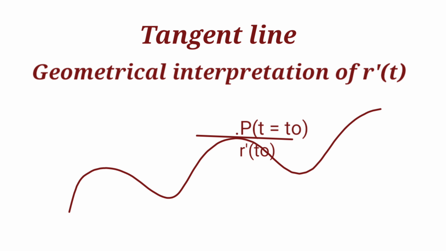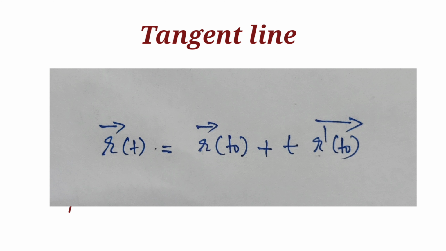Next, let me say what is a tangent line. In the figure, vector r'(t0) is called the tangent at P when t = t0. Tangent line: we call the line through P that is parallel to the tangent at P the tangent line. The equation of the tangent line through t = t0 is vector r(t) = vector r(t0) + t times vector r'(t0). That is, the equation of the line passes through the point t = t0 and is parallel to the tangent.